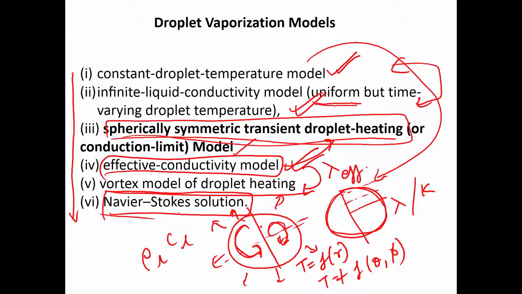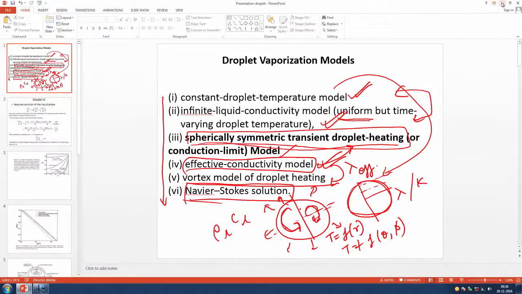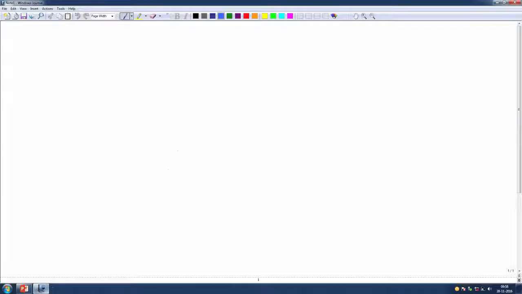deriving basically the d square law. So, I guess this tells you what we are actually looking at, and we will come back to this in a little while. Okay. So, droplet vaporization.